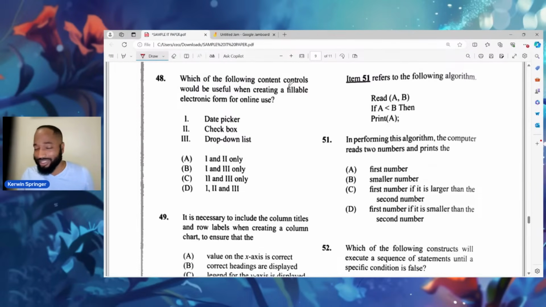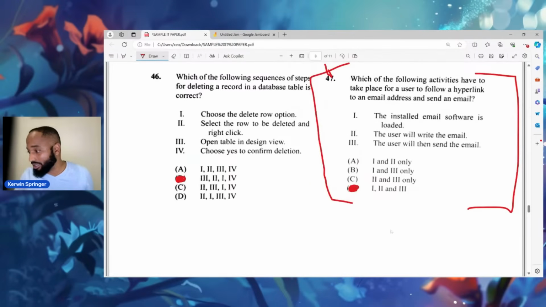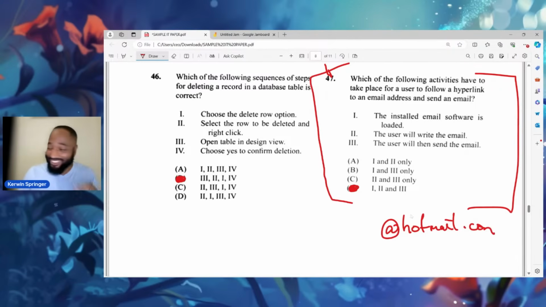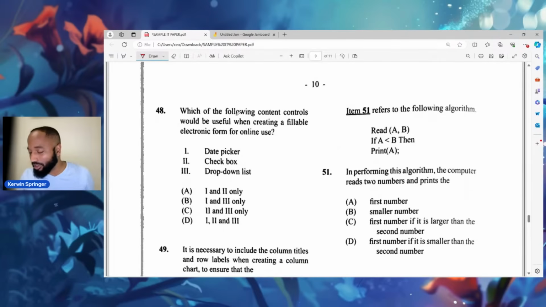Which are the following content? Yeah, the person who is using this right now, their email is at hotmail.com. Telling you, this is first person at hotmail.com. Which of the following content controls would be useful when creating a fillable electronic form?